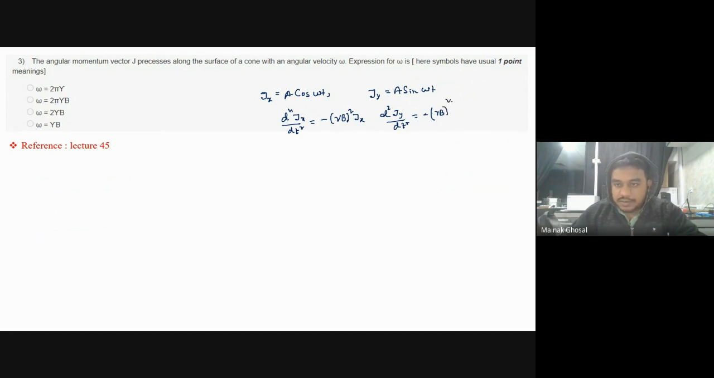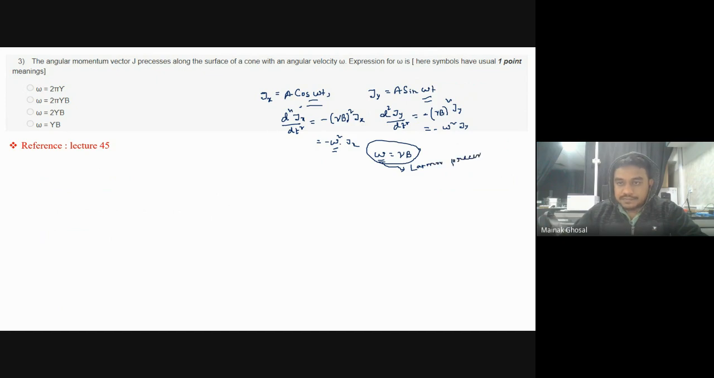Now, with this convention, if you take this ωt, d²Jx by dt² will always come as minus ω² into Jx. This will also come as minus ω² into Jy. If you don't believe me, you can do that. And if you know this differential equation, you can say ω equals γ into B. So what is this omega? This omega is actually called the Larmor precession.